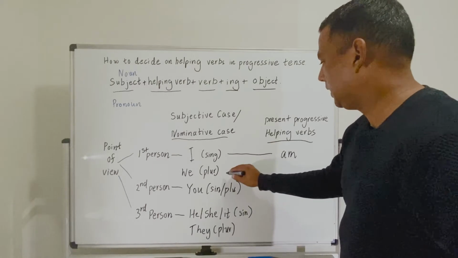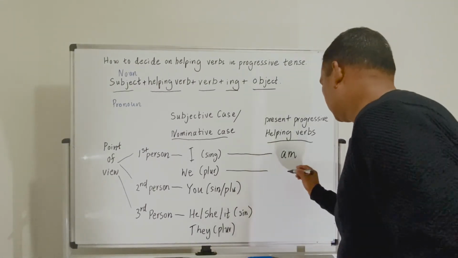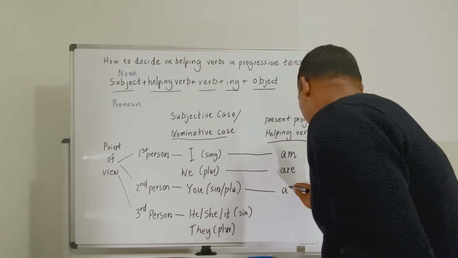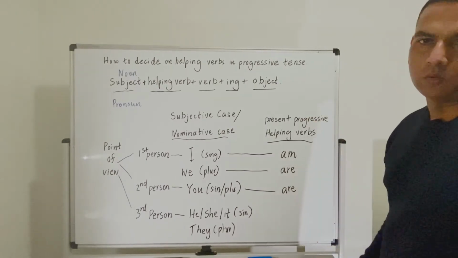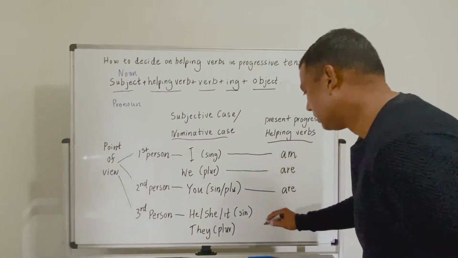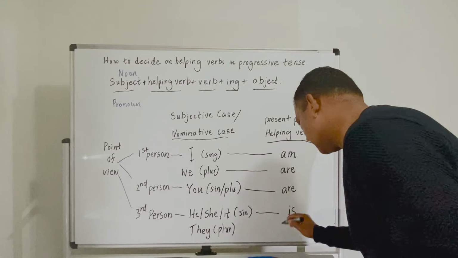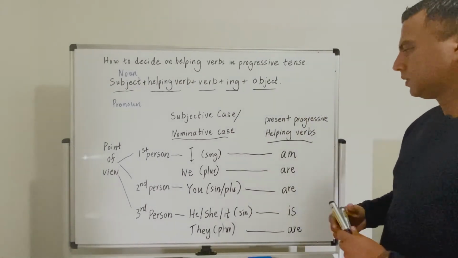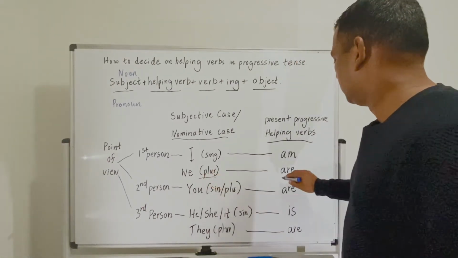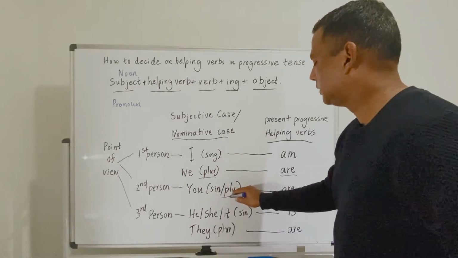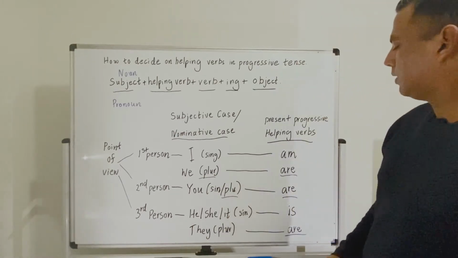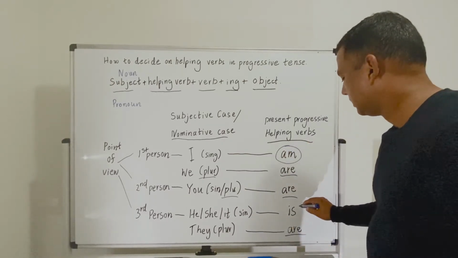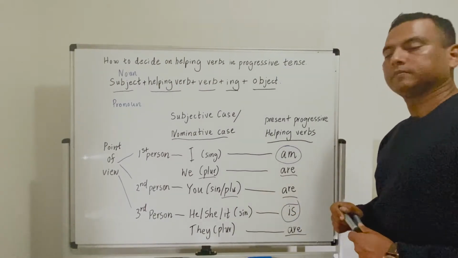Okay, if you're using we as the subject, then the helping verb is are. And if you're using you, it's are. So these things are norms, so these won't change. Then he, she, it, we have is, and again plural they, we use are. So here, as you can see, whenever you have a plural, you have used are. And first person I, we have am, and third person he, she, it, which is also singular, we have is. Okay, so you can see some pattern here.